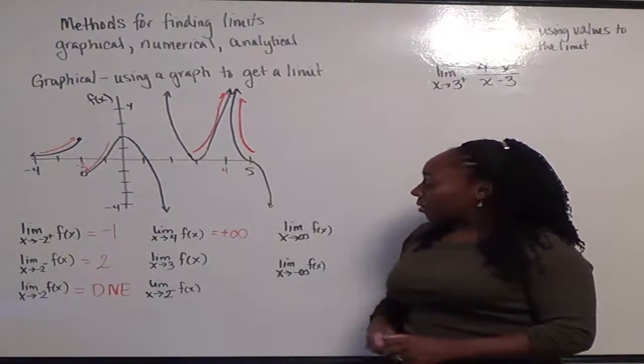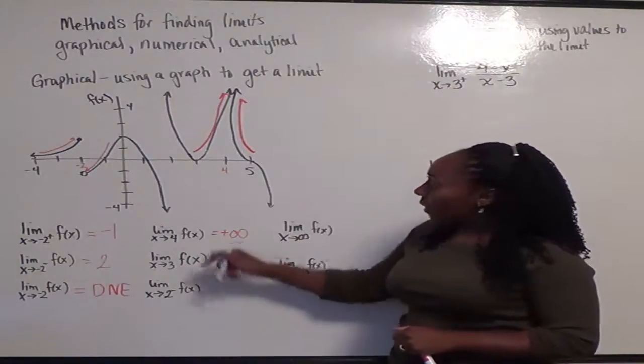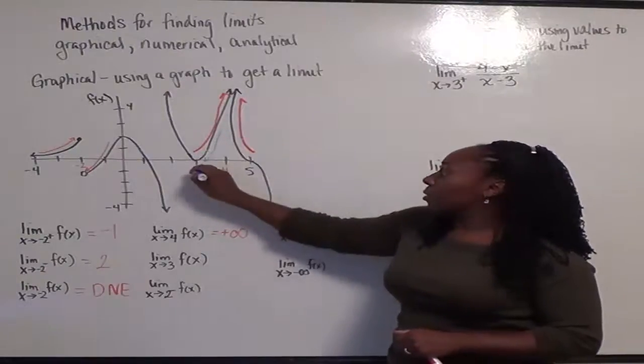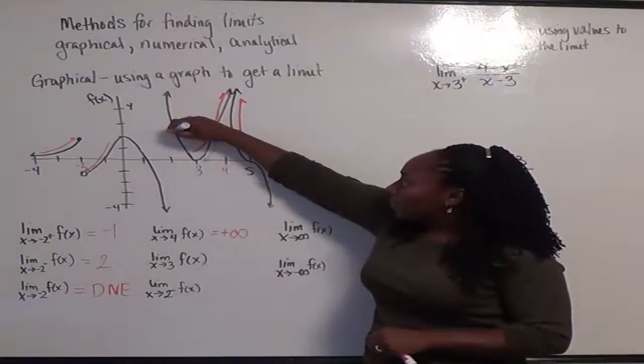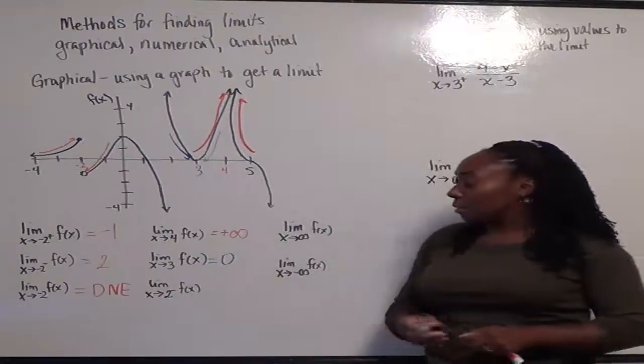Another two-sided limit, looking at the limit as x goes to 3. We can see on our graph that from both sides, coming in from the right, we're getting closer and closer to 0. And likewise, if we come in from the left, again, we can see that the limit is going to 0.